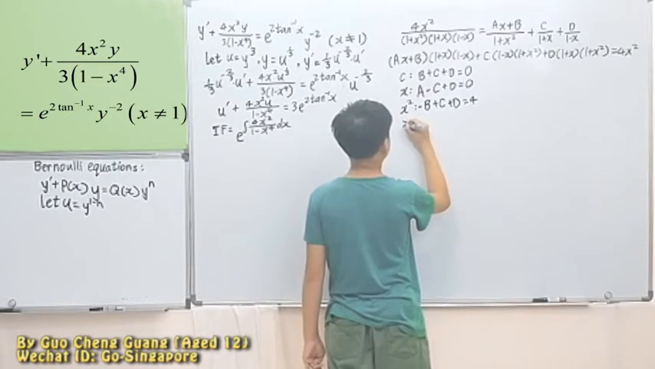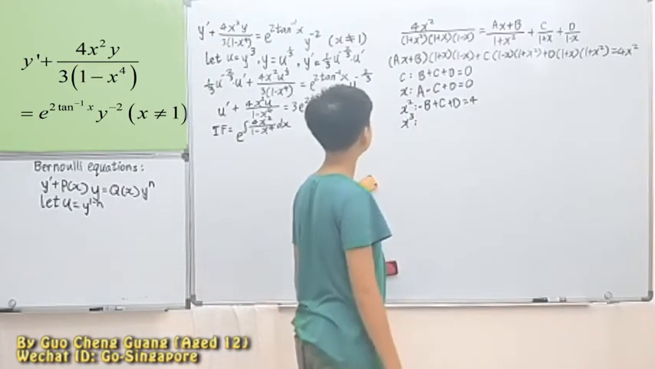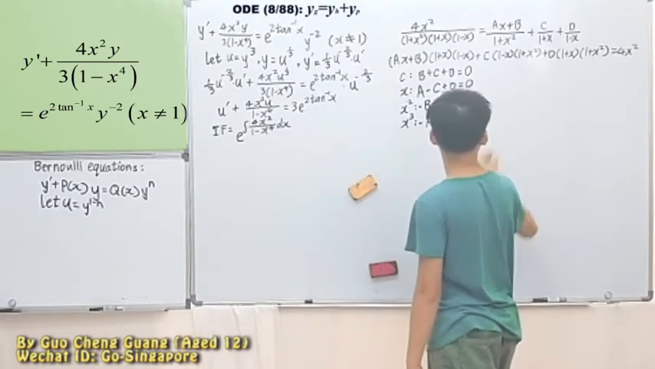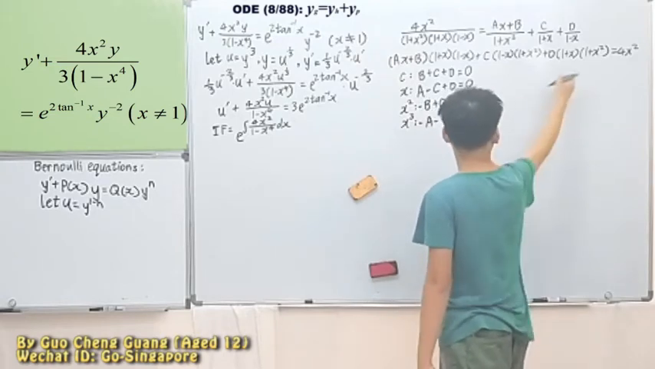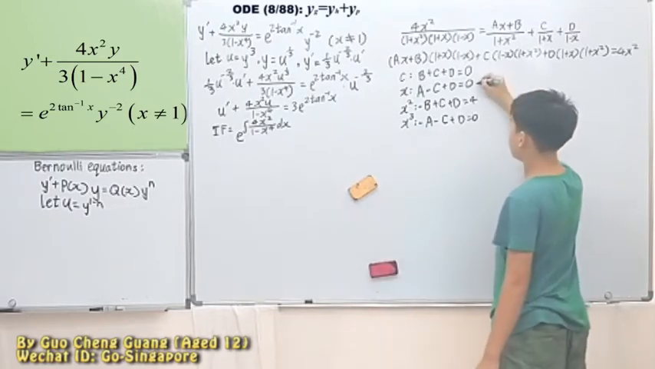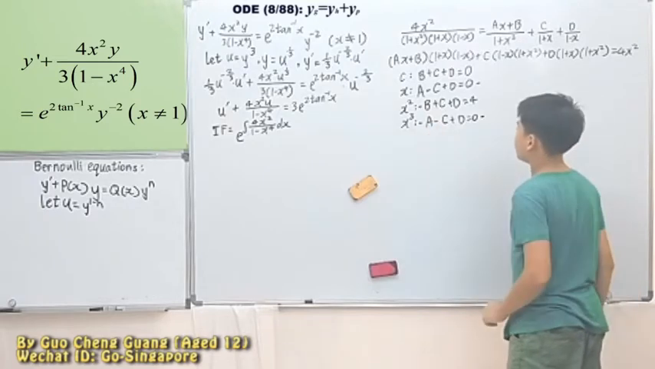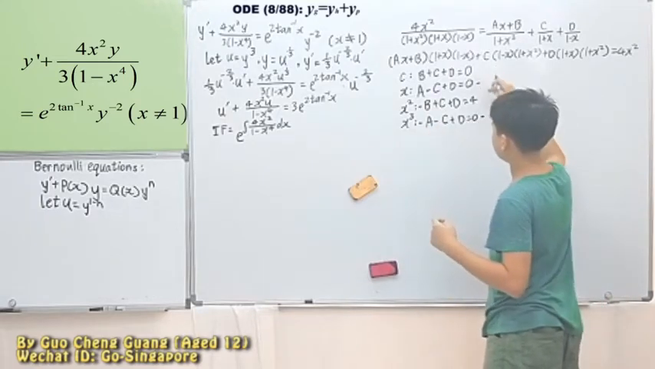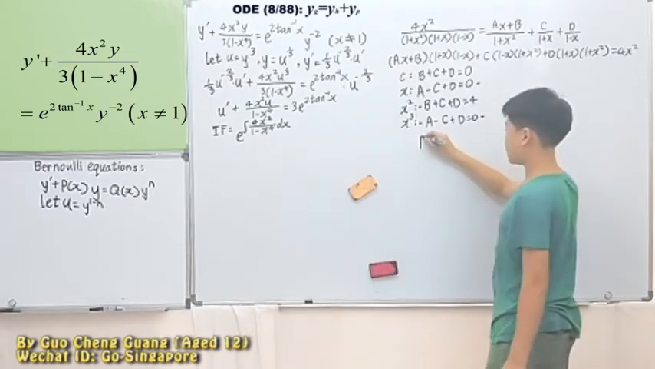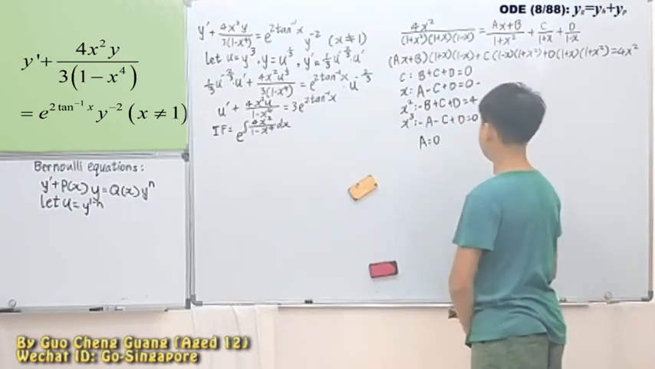Then you have x cubed. Here you have a negative A. Here you have a negative C. Here is a D. Wait, looking at these two, A and negative A, well, it doesn't have an effect on this result. So that will tell us most probably A is 0. Okay, so these two will tell us A is 0.